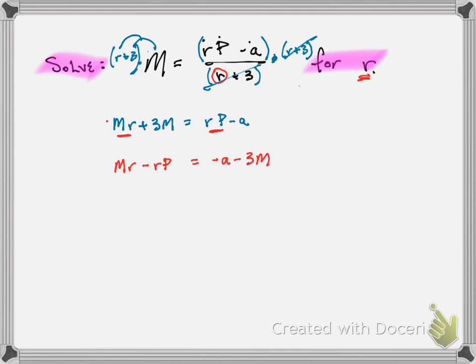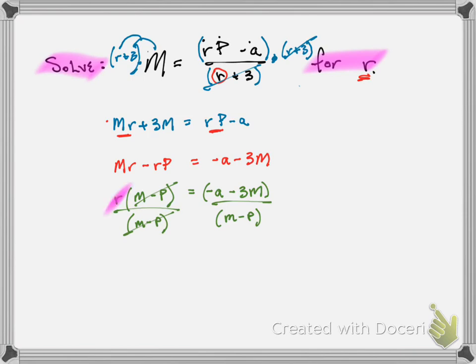So mr minus rp is equal to negative a minus 3m. Of course, I've got everything with an r on one side. I can factor out my r. And last but not least, I can divide by that quantity m minus p. And I've got r, that reduces to 1. I have r equals negative a minus 3m over m minus p.